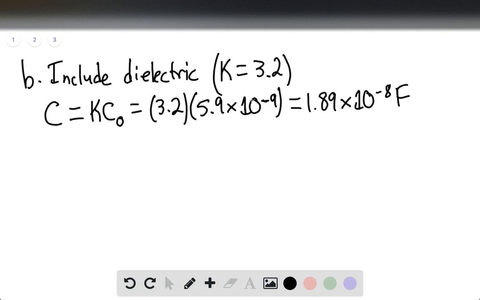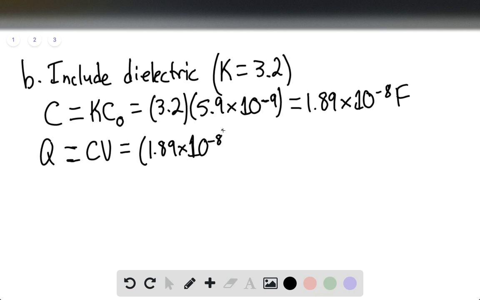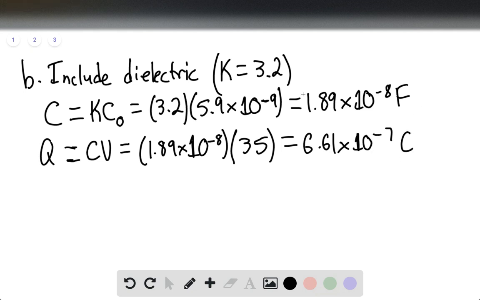And we know that the voltage doesn't change. So essentially, Q, the charge, is going to be equal to CV. At this point, we found both of these, so we can have 1.89 times 10 to the negative 8th, and then the voltage doesn't change again. So this is only 35 volts once again, and this is going to equal 6.61 times 10 to the negative 7th coulombs. So this would be one answer for B. This would be your second answer for B.